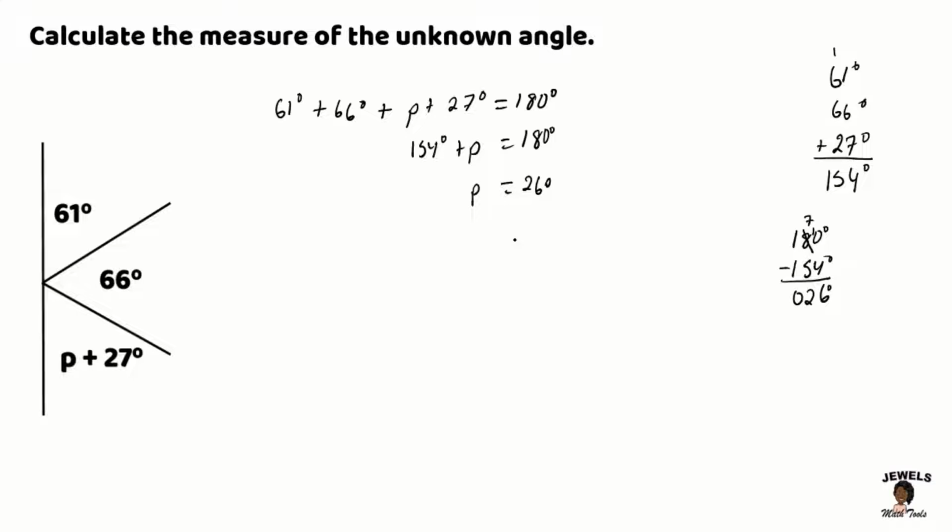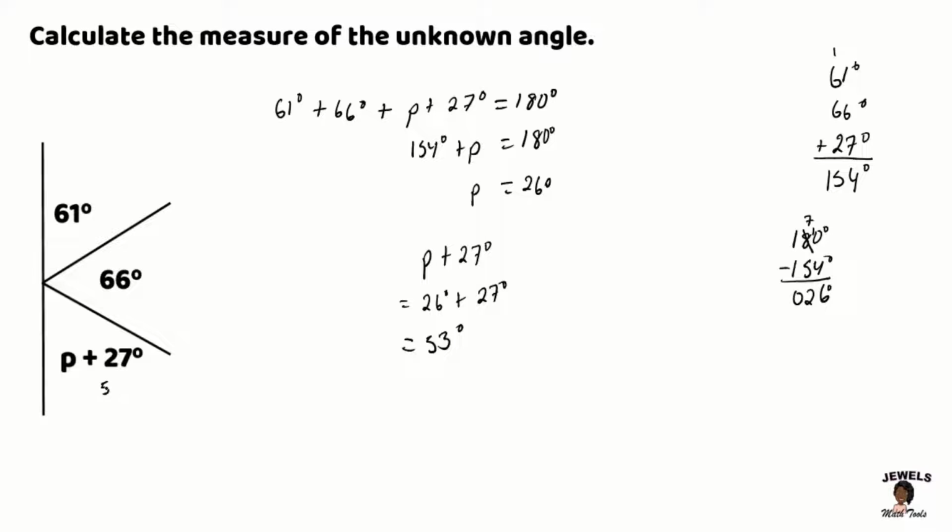And as always, I recommend that you go back and sum these angles up to make sure that they all add up to 180 degrees. But before we do that, remember that we were given this expression in our equation, which is P plus 27 degrees. So we now need to find out what exactly is the measure of this angle. Since we now know that P is 26 degrees, 26 degrees plus 27 degrees gives us 53 degrees.